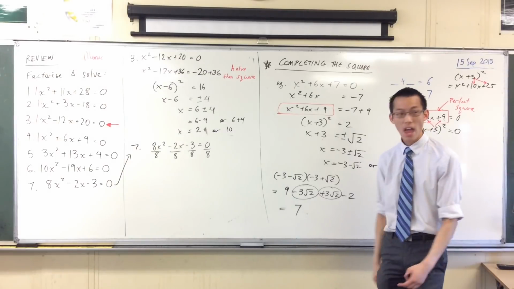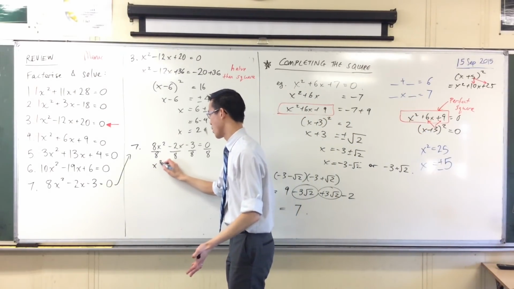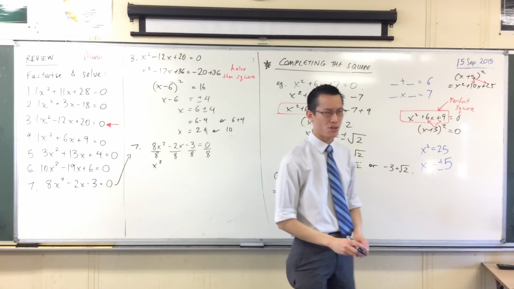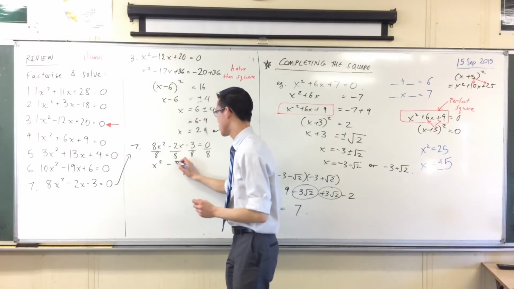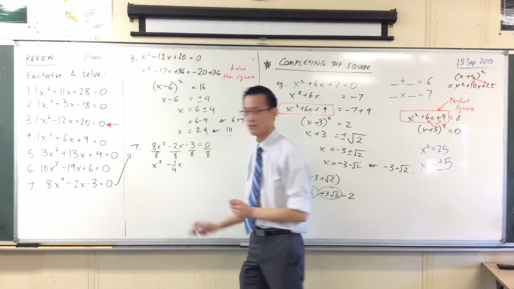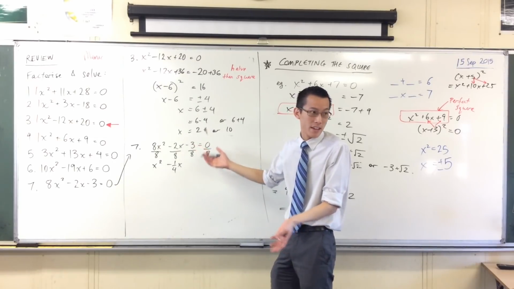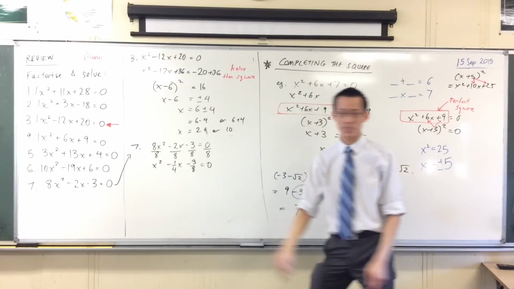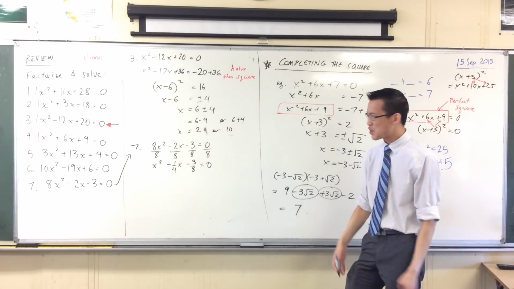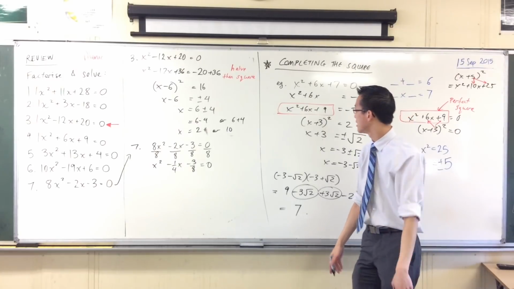Right? 8x squared divided by 8 is just x squared. Minus 2x over 8. I can do some cancelling there. That's minus a quarter x. You okay with that? I can't really do anything to that minus 3 over 8, can I? It just kind of potters around there. And 0 over 8 is still 0. Okay? So this looks a little worse because it's got fractions, but that's okay. We can still handle these, right?